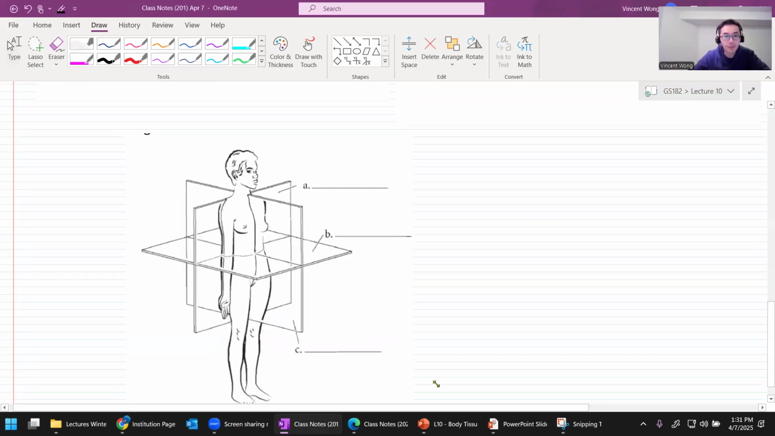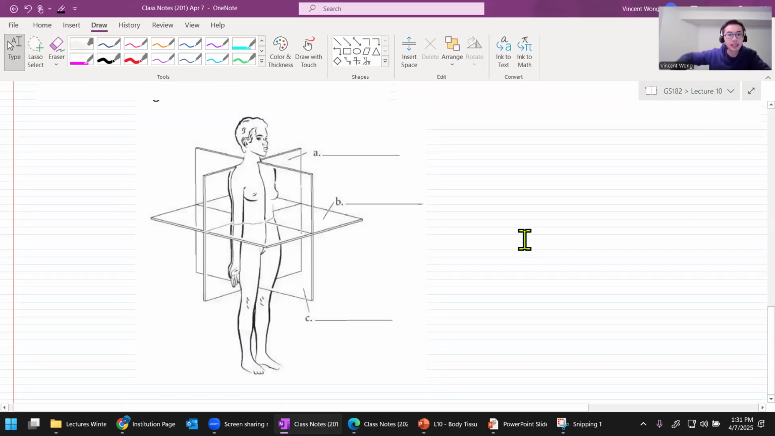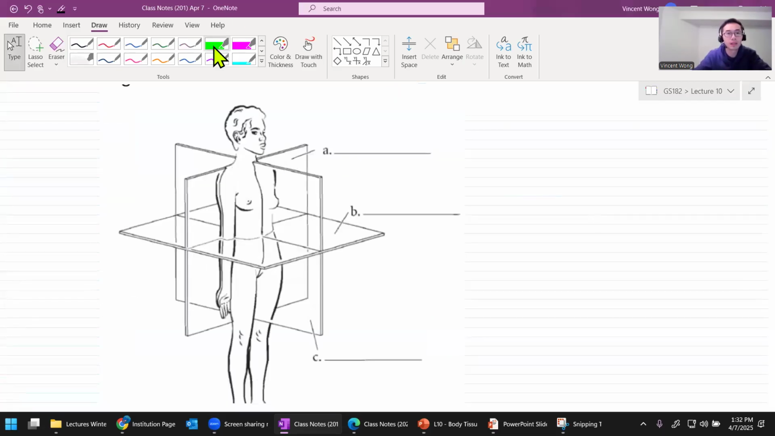There we go. So this person is separated using various planes. For example, we can have a plane that, let me see, is it working now? Okay, we can have a plane that separates the person into superior and posterior portions. Okay, like this one right here.